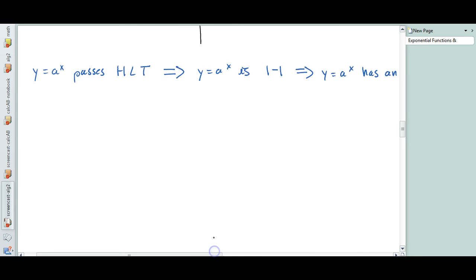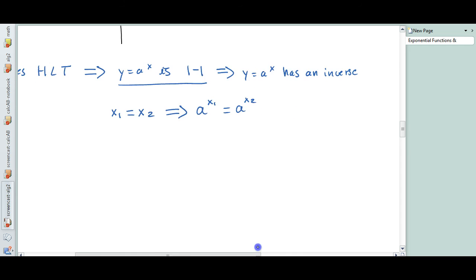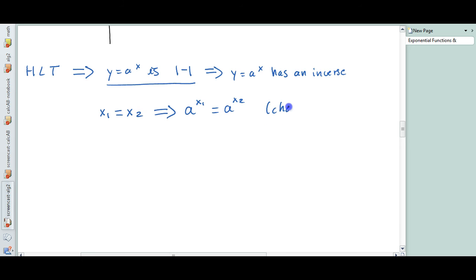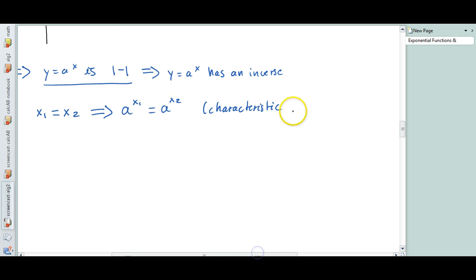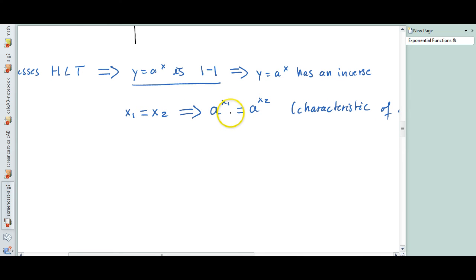Let's quickly review this concept of a one-to-one function. What does it mean? If two inputs are equal, then the outputs are equal. Well, that's really nothing new here. That's just the characteristic of a function, not of a one-to-one function. Equality of input implies equality of output. That's just a function. If you don't have that, you don't have a function.